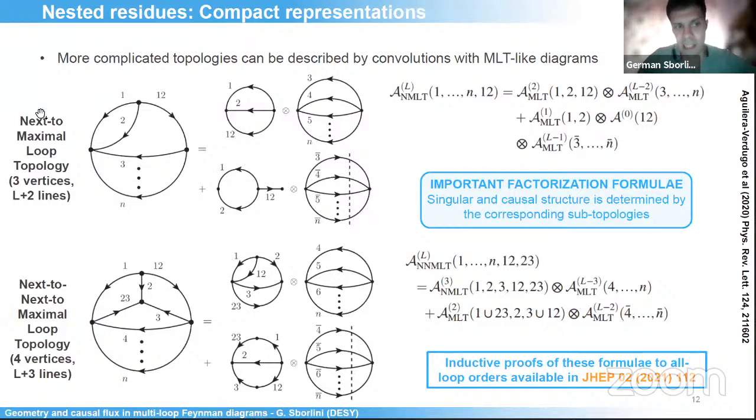For instance, the next-to-maximal loop topology, which has three vertices and L+2 lines, can be described as the sum of these two convolutions, where essentially we are putting on shell some specific sets of lines. The same can be done for something much more complicated, the next-to-next-to-maximal loop topology, and we also have these factorization formulas.